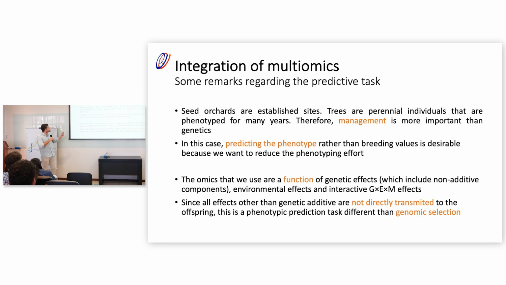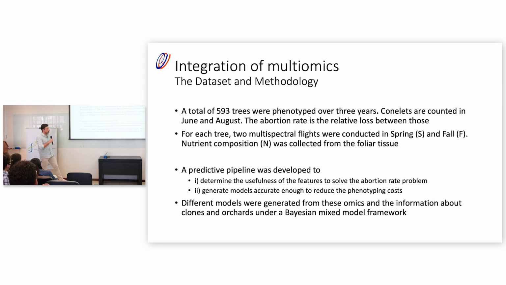Sorry for that. Okay, so here's the data set. We had 600 trees planted in 3 orchards over 3 times, so we have like 9 environments. And as I have said, cones are counted twice, in June and August, and the abortion rate is a relative loss of cones. And for each tree, we have 3 kernels.